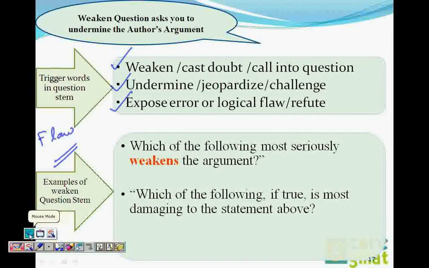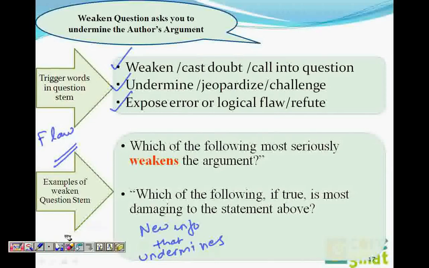So first of all, when we see a weakening question, our focus is again on the conclusion. And our answer choice is again a premise. But this time it is the new information that undermines the conclusion, not that supports the conclusion. So, new information that undermines the conclusion. Let's move to the question then. Just put that also. New info that undermines. Perfect. Let's move to the question.